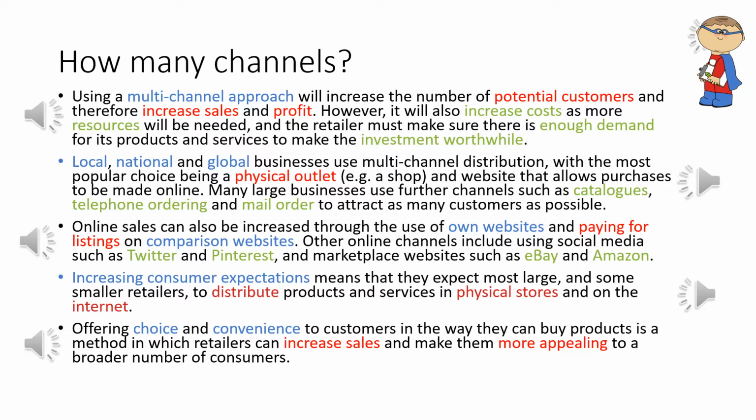Local, national and global businesses use multi-channel distribution, with the most popular choice being a physical outlet, e.g. a shop, and a website that allows purchases to be made online. Many large businesses use further channels such as catalogues, telephone ordering and mail order to attract as many customers as possible.